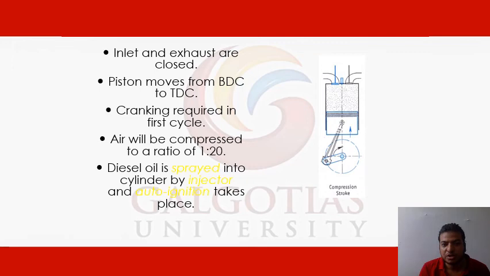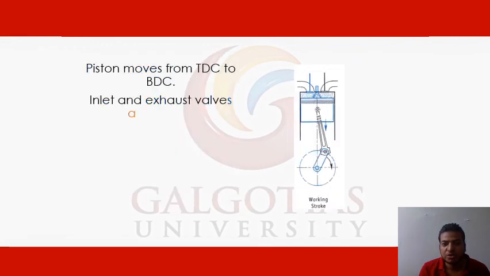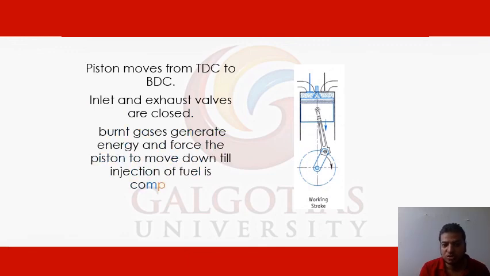So what is happening? The inlet and exhaust valves are closed. I already told you, the piston moves from bottom dead center to top dead center. Cranking is required in the first cycle. Air is compressed to almost 1 to 20, whereas in a petrol engine, the mixture is compressed around 1 to 12. 1 to 15 is known as the stoichiometric ratio. In the working stroke, the piston moves from top dead center to bottom dead center. Both the inlet and exhaust valves are closed. The burnt gas generates energy and forces the piston to move down till the injection of the fuel is complete.